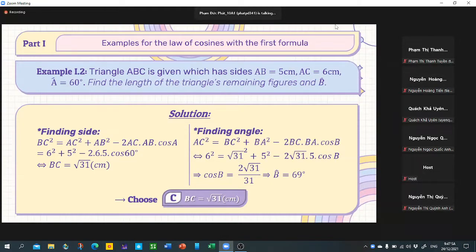Moving on to finding angle B. AC squared equals BC squared plus BA squared minus 2 BC BA cosine B. And that is equivalent to 6 squared equals the square root of 31 squared plus 5 squared minus 2 times the square root of 31 times 5 times cosine B. And that leads to cosine B equals 2 times the square root of 31 over 31. And that leads to angle B equals 69 degrees.